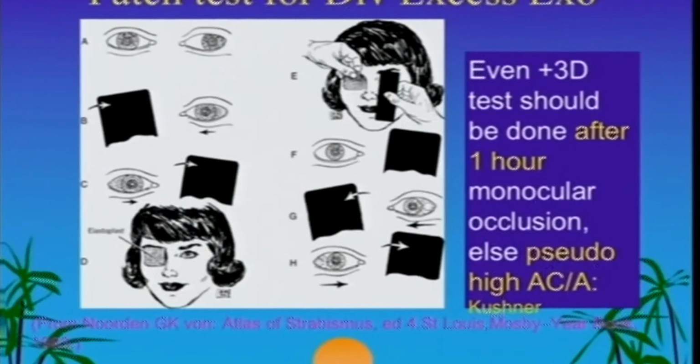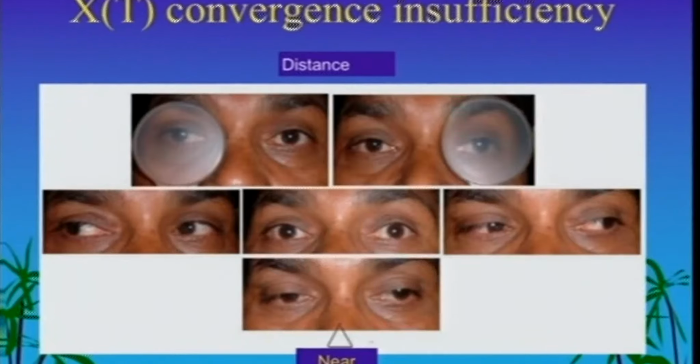for distance. So whenever we do a patch test for divergence excess exo, we should always do a 1-hour patch, and then if we find that the basic type is there, that means the deviation has become the same both for distance and near after the patch, meaning that the near initially was less but it becomes the same, then it would mean it's a simulated divergence excess of the first variety, which is because of a proximal fusional convergence or Scobie's phenomenon. If suppose we still have a difference for near and distance, we should give a +3 diopter, and if we have the higher AC/A ratio, then again you will find the basic type of exotropia is now getting manifested.